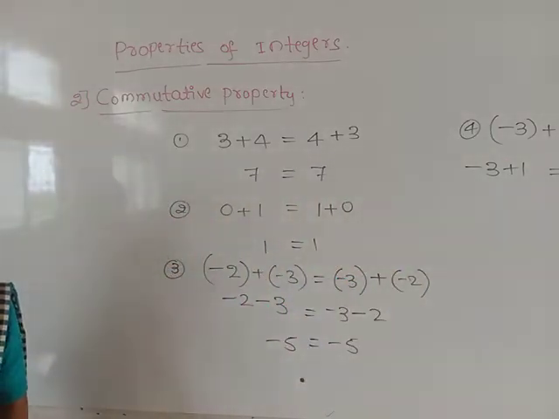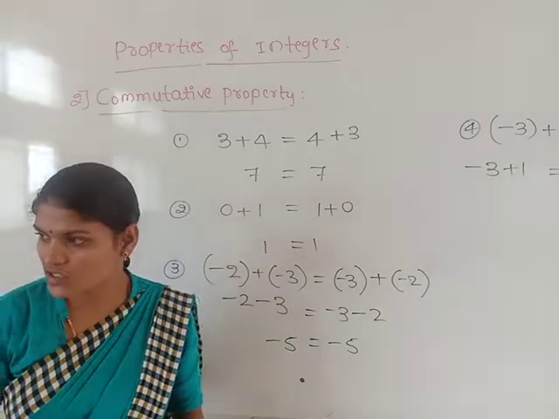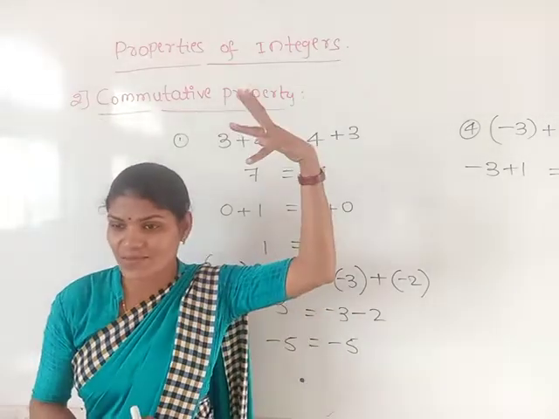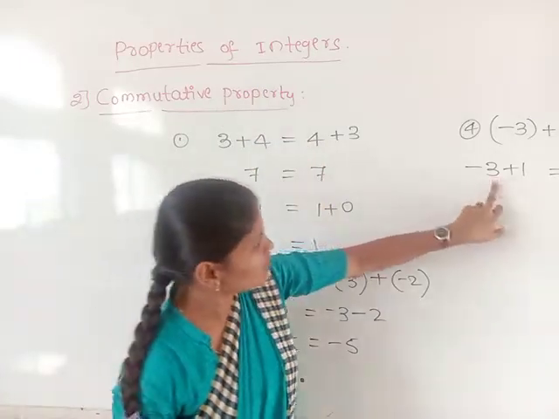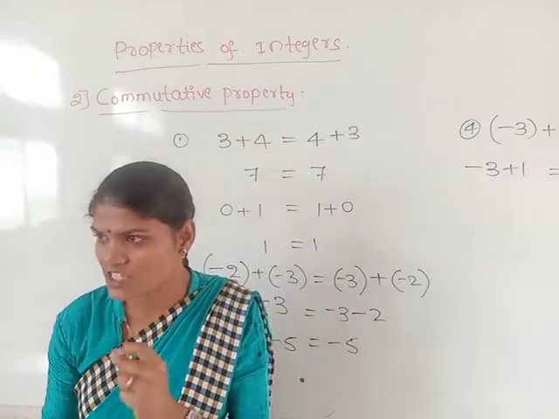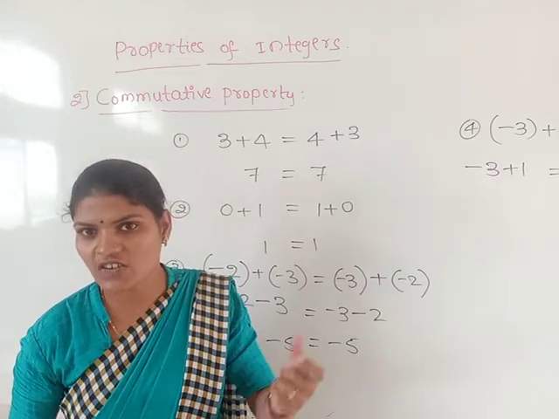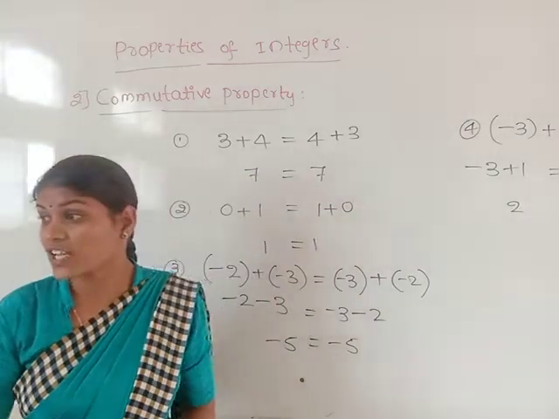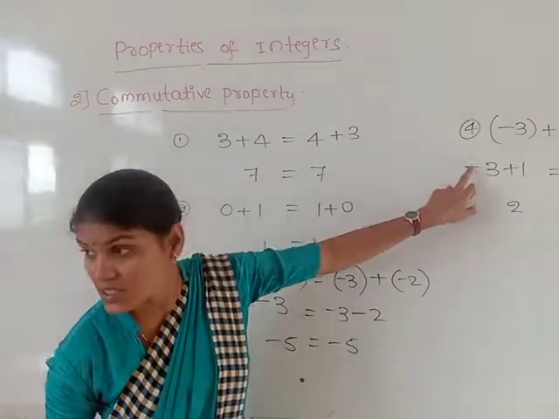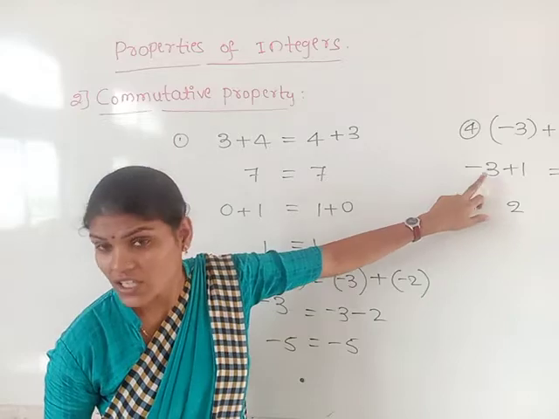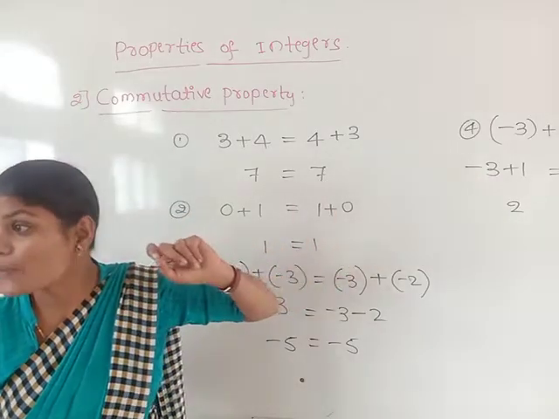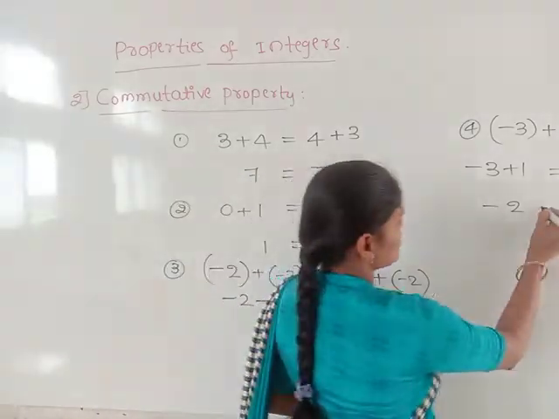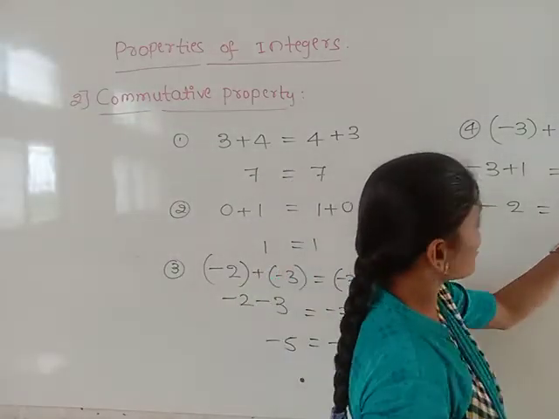Now, while adding one positive integer and one negative integer, what do we do? Subtract the smaller number from the greater number. Between 3 and 1, which one is smaller? 1 is smaller. You have to subtract 1 from 3. 3 minus 1 is what? 2. Then finally, use the sign of the greater number. What is the greater number here? 3. In front of the 3, what is the sign? Minus. So this sum is what? Minus 2.